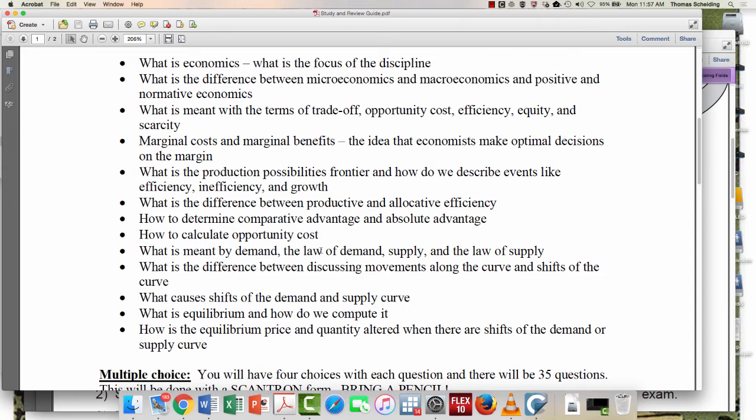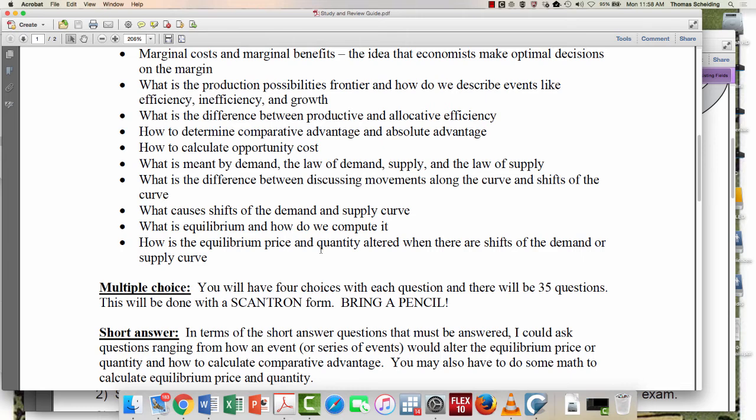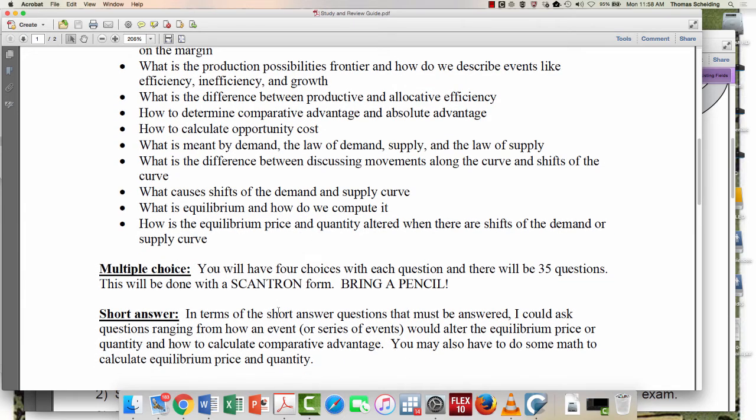You will have to do some calculation. And if we think about what the important things were to calculate, you'll want to be comfortable with how to calculate equilibrium price and equilibrium quantity. You will also want to be comfortable with how to calculate comparative advantage. The third short answer, usually when I'm talking about things you'd have to solve, I'm talking about short answer. The third short answer question is one where you have to write some things out.